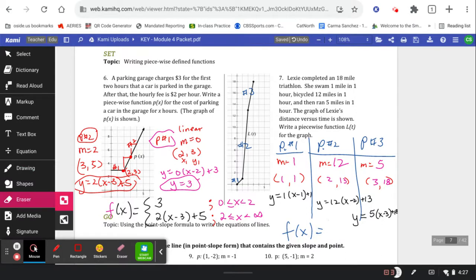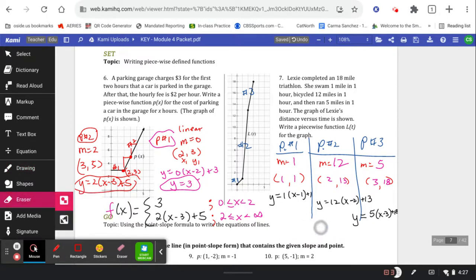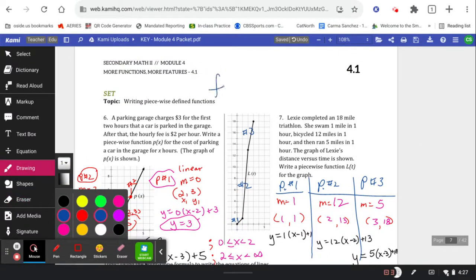We are also going to need the domains. And I'm going to run out of room, so let's go write this up top. All right, f, this is number 7 way over here. F of x equals big brackets. Write the first function, x minus 1 plus 1. Leave space for the domain.